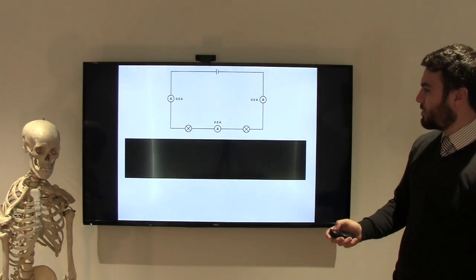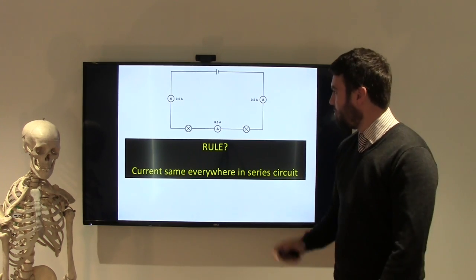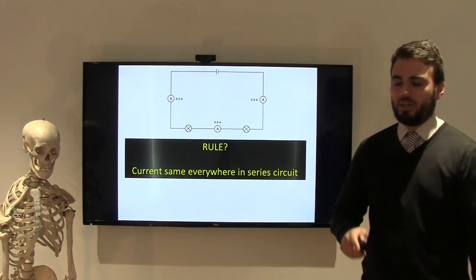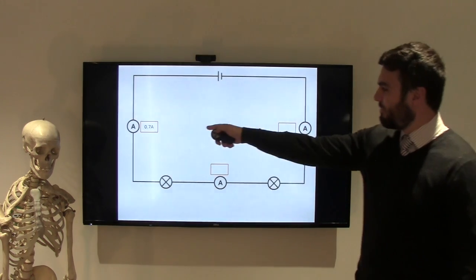Okay? So how do I put that as a rule? Well, my rule number 2 for series circuit is the current is the same everywhere within that closed loop. Nice and easy. Just learn that one. So what about? It's 0.7 now.